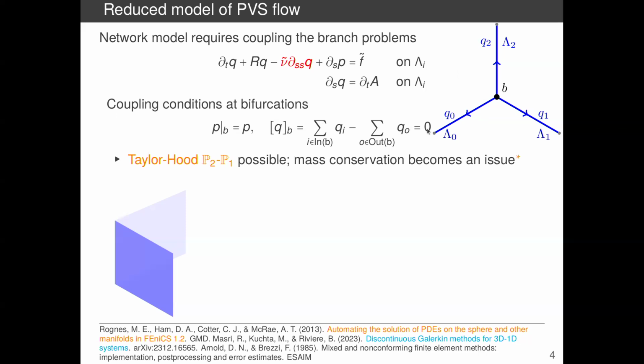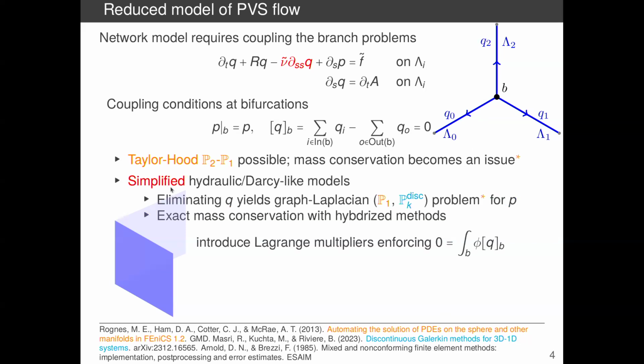Now, if you want to discretize this, FEniCS on manifolds has worked already since 2013. So this could fly. The problem is that, if you are a stickler for mass conservation, you would not be happy with this discretization. So an option is to, for example, drop this term, the viscosity term, which is small anyways. Then you obtain a Darcy-like model. And if you eliminate the flux variable, you obtain a graph Laplacian problem. Again, same argument. This can run in FEniCS, but the mass conservation comes to bite you again.